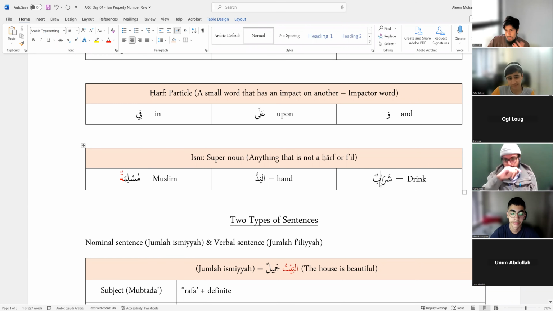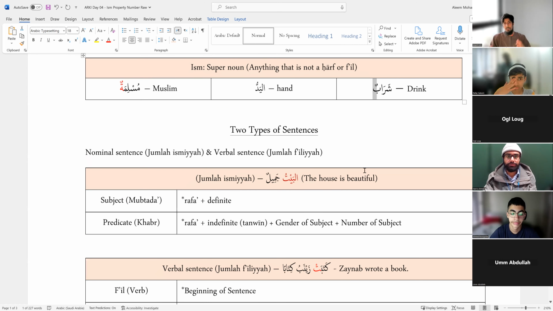Sharabun, which is an ism, would simply mean drink, right? Or a drink. And you guys tell me, is this indefinite or definite? Right. Okay, cool. It's indefinite. And we know that because it has the tanween ending, right?